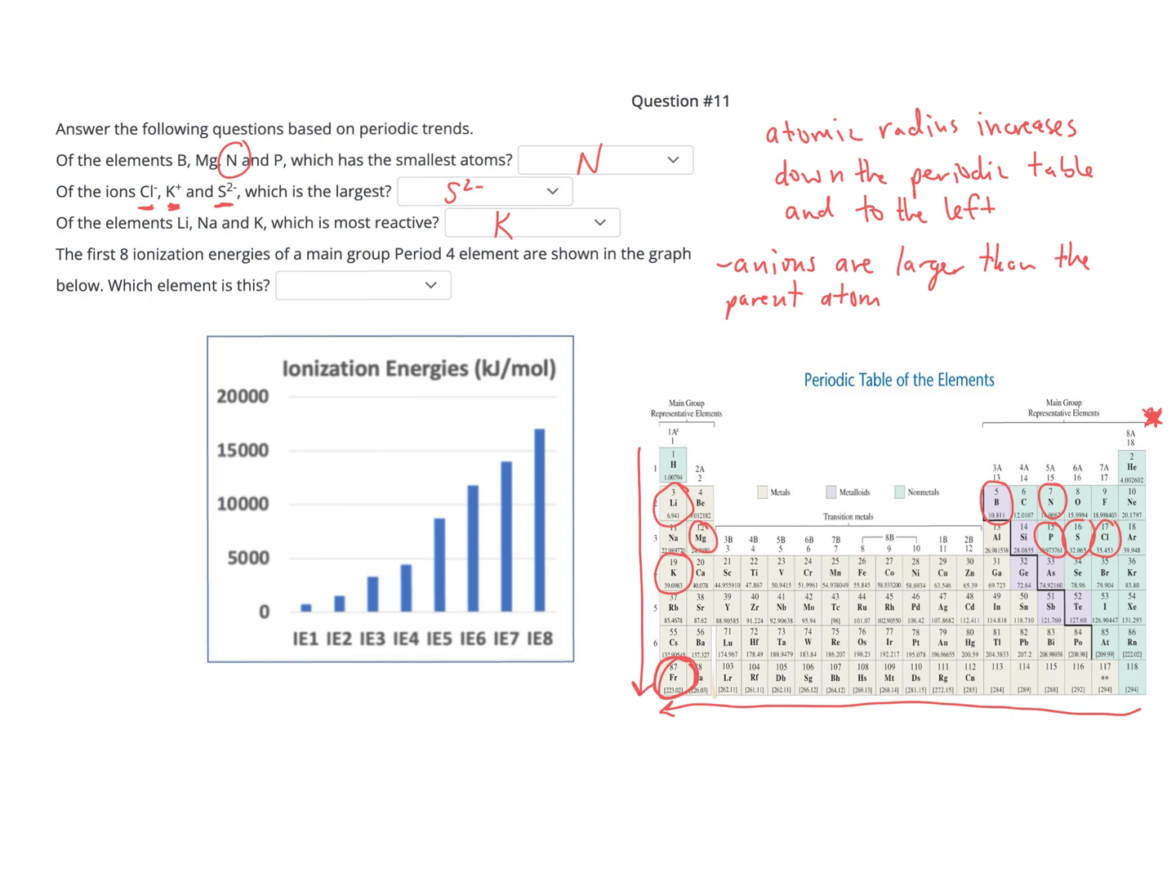The next question, the first 8 ionization energies of a main group 4 element are shown in the graph. Which element is it? So main group 4 would place us in the 4th row of the periodic table. So we're looking for an element somewhere in this row of the periodic table. Next, we want to take a look at the ionization energies for this. For this question, the choices are gallium, germanium, arsenic, selenium, and bromine.